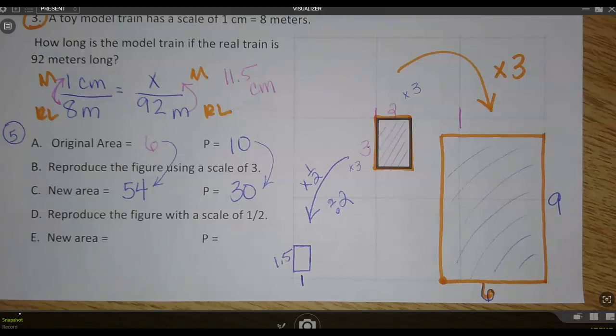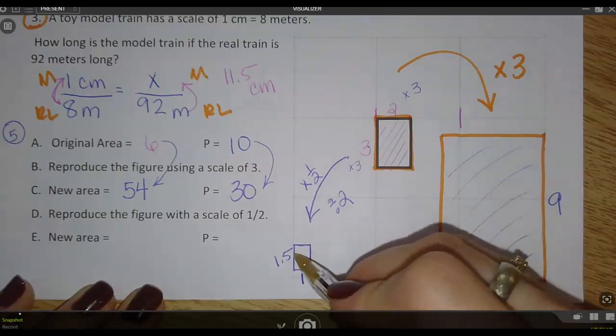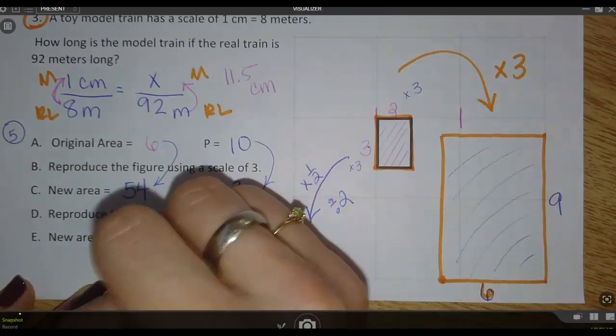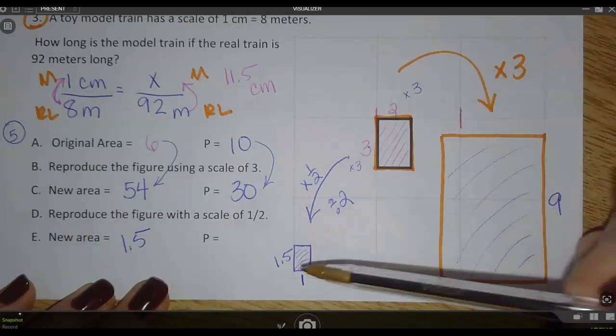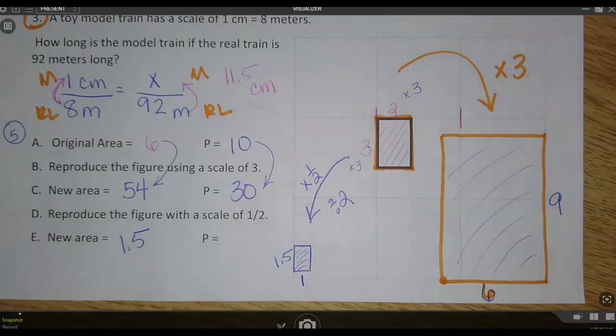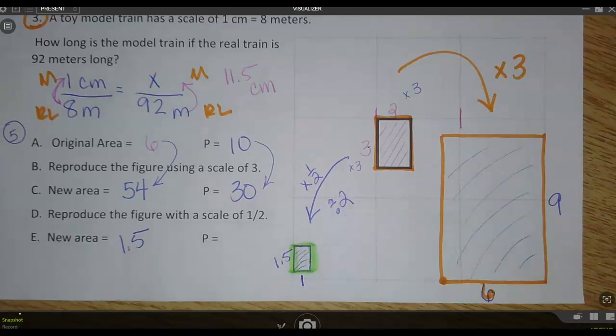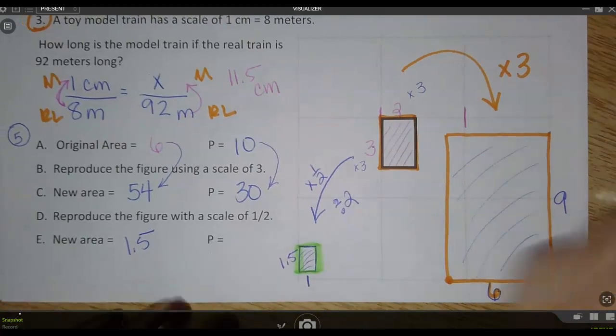Okay, well, calculate the new area now. Well, 1/2 times 1, length times width, is just 1/2. And then the perimeter, 1/2 plus 1 plus 1/2 plus 1. Let's see, 3.